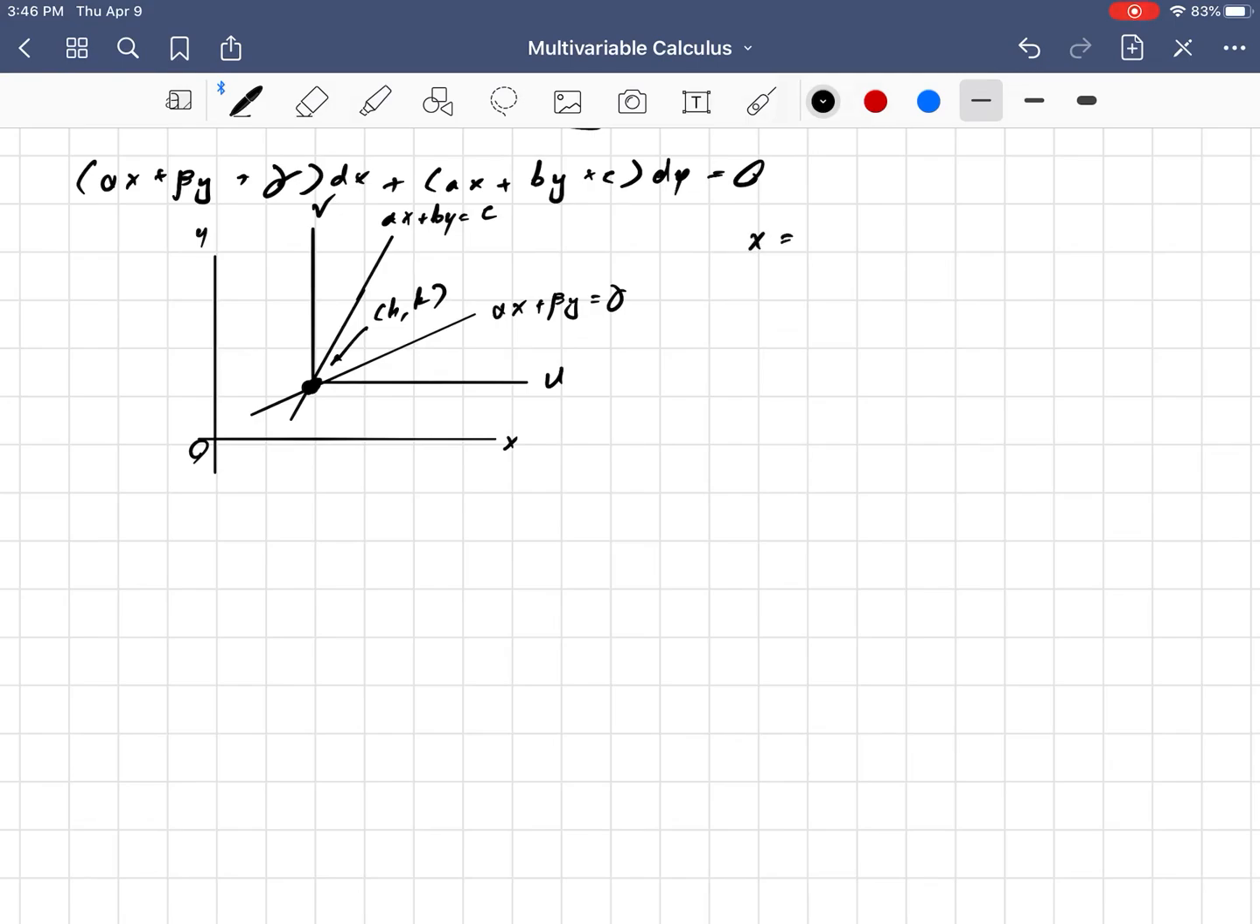And so we can just introduce a substitution. We can just have x equal to u, the new x-axis, plus h, the x-coordinate of the intersection of the two lines, and y be equal to v plus k, the new y-axis plus the y-coordinate of the intersection of the two lines.